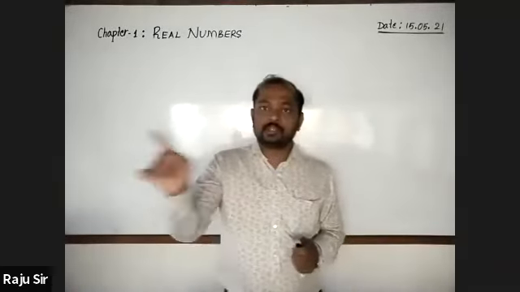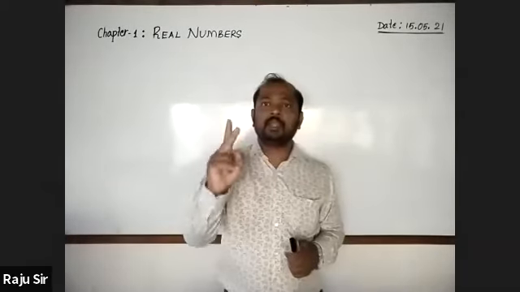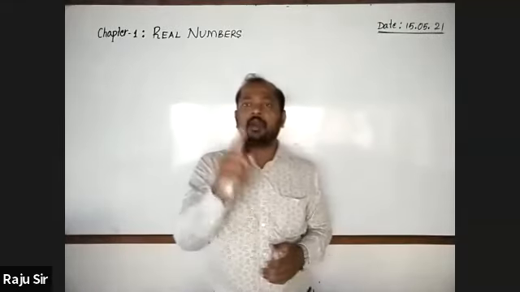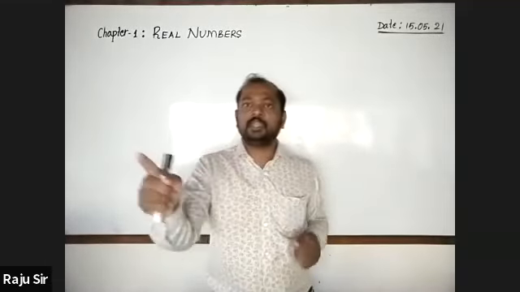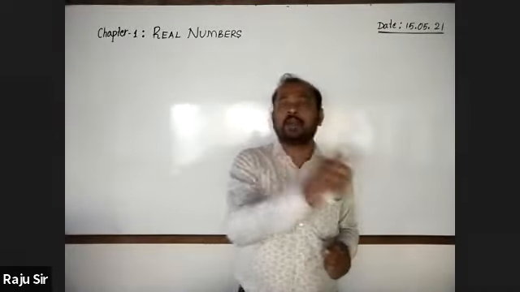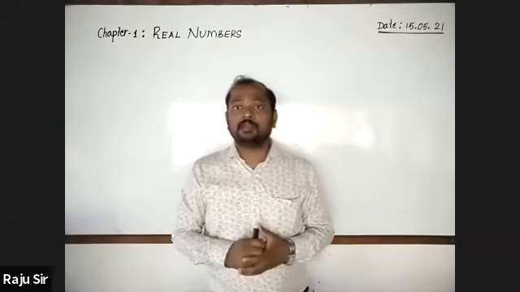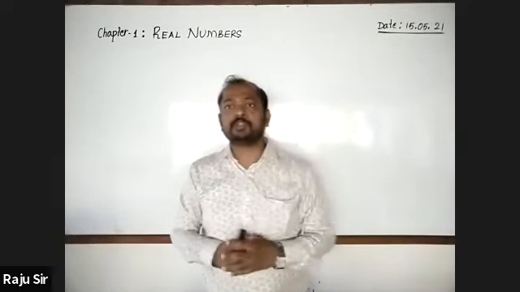According to Euclid's division algorithm, if a and b are any two positive integers, then there exist two unique positive integers, q and r, satisfying the statement that a equals bq plus r, where 0 is less than or equal to r less than b, and b is not equal to 0. This is a very important statement.